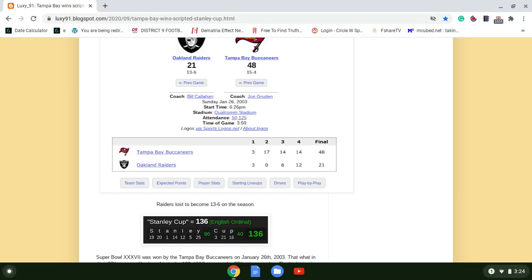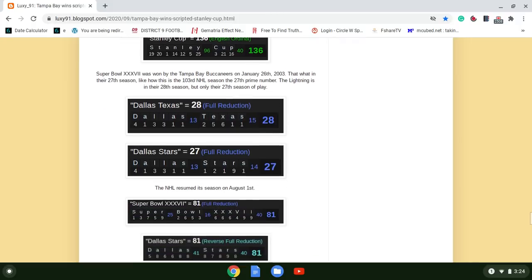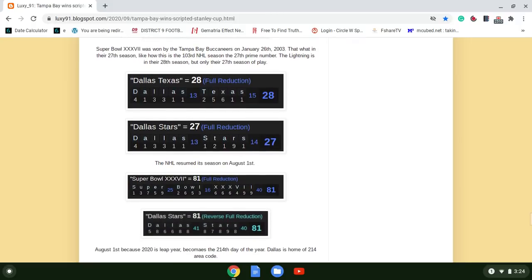And then lo and behold, the Penguins won Game 6 to clinch the series 4-2, 2-0. They scored the first goal with 1:36 left in the game, then scored the empty net goal with 13.6 seconds left. So this game was played January 26, 2003.